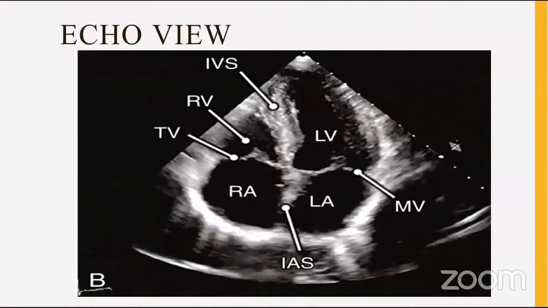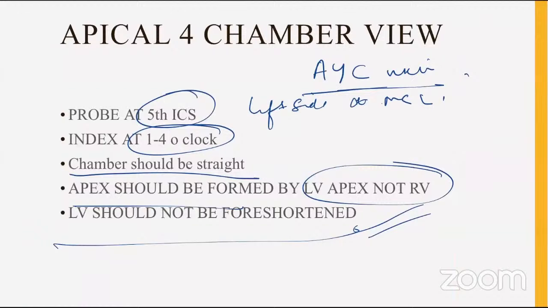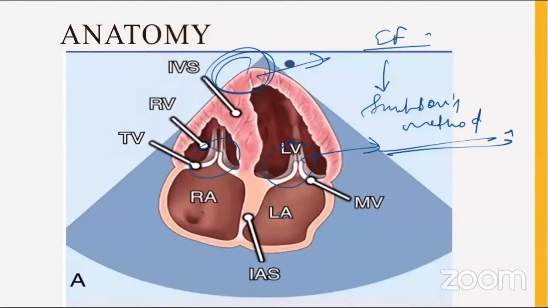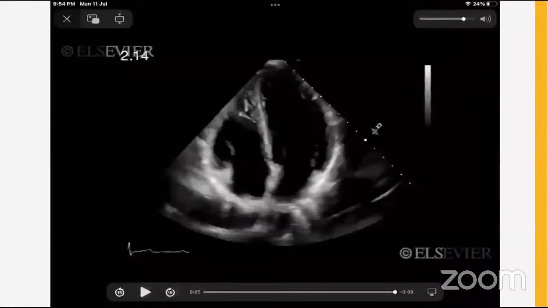This is an echo view showing apical 4-chamber view. We have this LA, RA here with interatrial septum here, LV, RV here, with interventricular septum in between, along with mitral and tricuspid. So, as we have already discussed, a good 4-chamber view is one in which all the chambers should be straight and apex should be formed by LV, and LV cavity should be clearly visible. So, we have this LV cavity, LV apex here, and all the 4 chambers are straight. Again, this is the video in which these mitral and tricuspid valves are open. So, it is a diastolic phase. This is LV cavity.